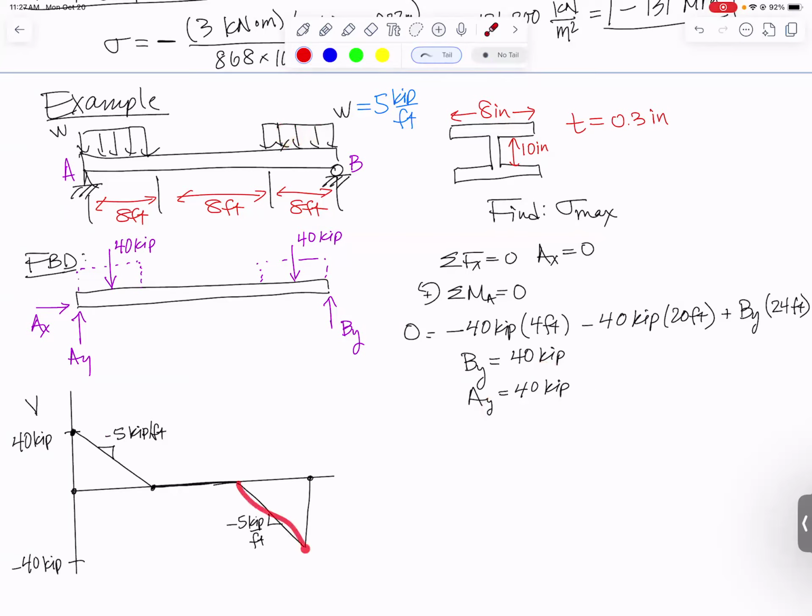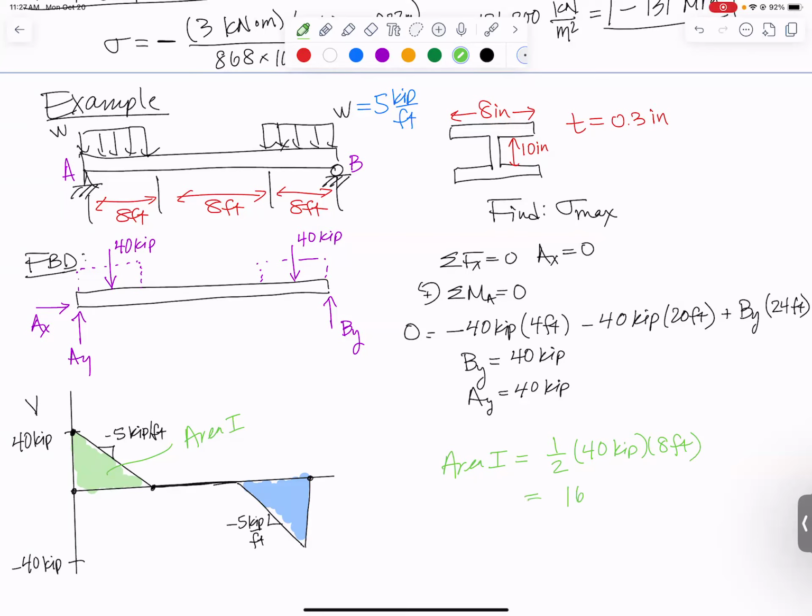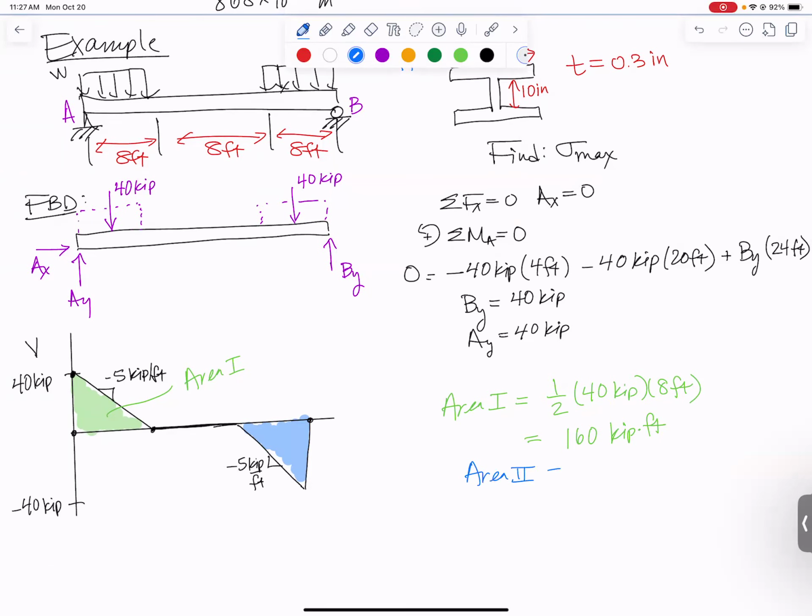So you end up down at minus 40, and then the BY brings you back up to 0. So let me shade these guys in. Here's area 1. I might use that in a minute. So let's go ahead and calculate it. Area 1 is the area of a triangle: 1/2, one of the sides of the triangle is 40 kips, the other side is 8 feet. That comes out to be 160 kip feet. And area 2 is exactly the same thing, 160 kip feet.